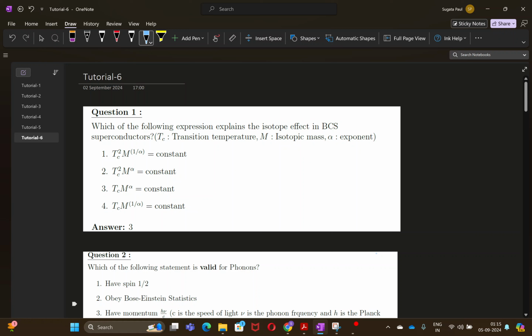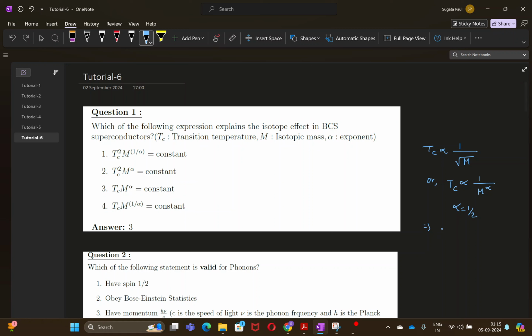Now, the first question is, which of the following expressions explains the isotope effect in BCS superconductors? The straightforward answer is that your TC is proportional to 1 by root over of M. So you can also say that your TC is proportional to 1 by M to the power alpha, where alpha is equal to half. That is why you have the root sign on the capital M, which is the isotopic mass in this case.